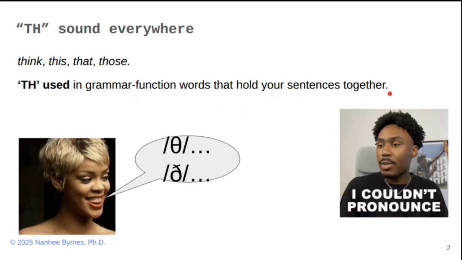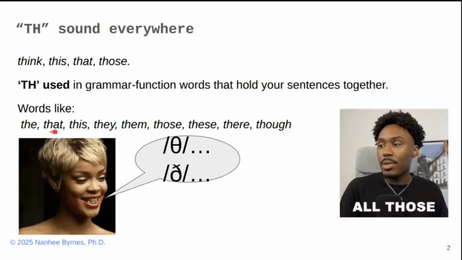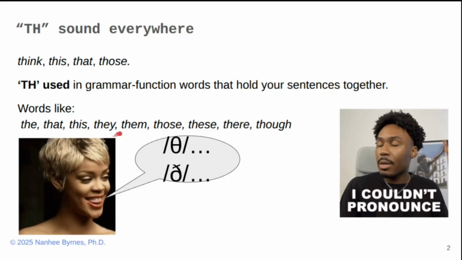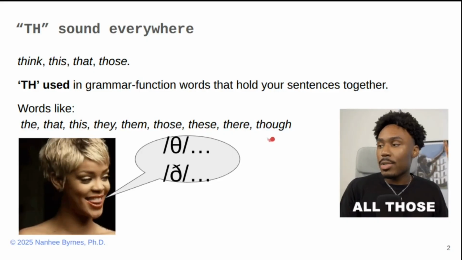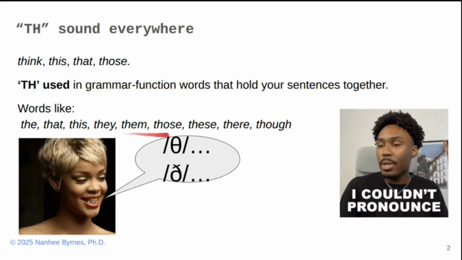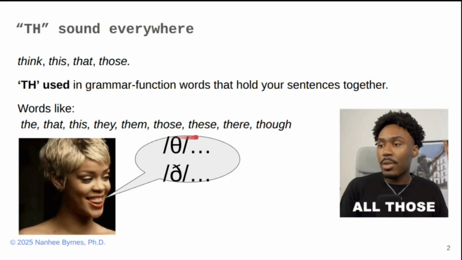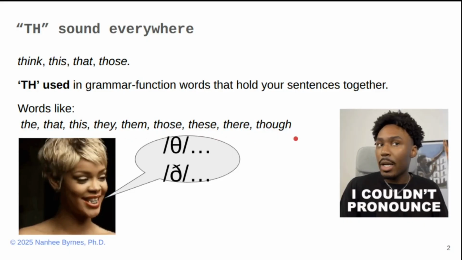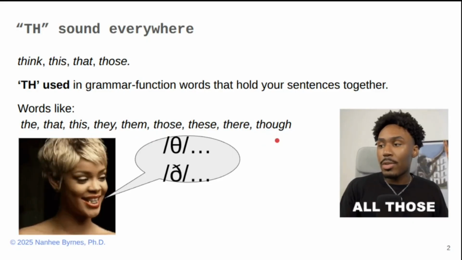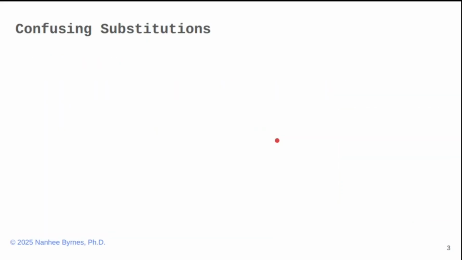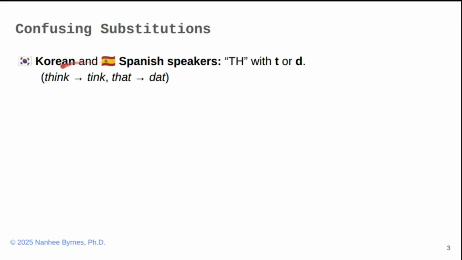Think about words like the, that, this, they, them, those, these, there, and though. Without these words, English simply doesn't work. You cannot form clear or natural sentences without them. Now, here's the challenge. The TH sound does not exist in most languages. Because of that, many learners replace it with similar sounds that feel easier to pronounce.